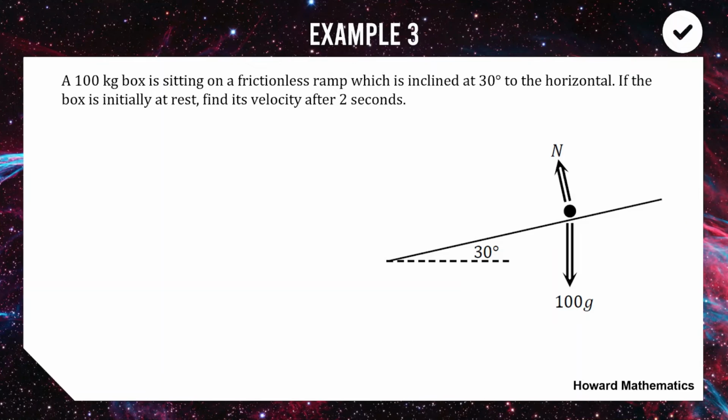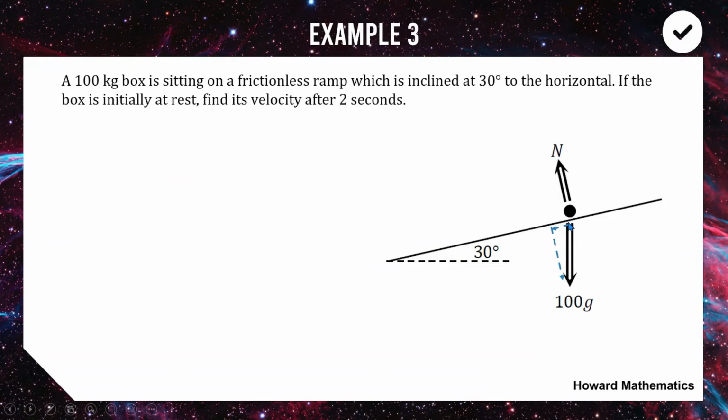We've got, courtesy of Howard Mathematics, a 100 kilogram box sitting on a frictionless ramp, which is inclined at 30 degrees to the horizontal. The box is initially at rest. Find its velocity after 2 seconds. This question is more involved, and you really need to draw yourself a good diagram to be able to make heads or tails of this. This one's a little bit cramped, so I'm going to make my own over here.